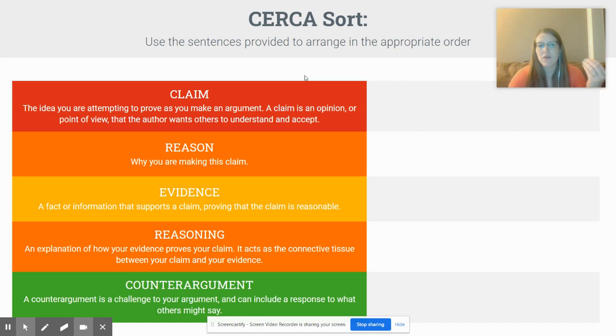Reasoning is then how that evidence supports your claim. So you're just saying, here's what I think, here's why I think it, here's some evidence to back up why I think it, and then you make sure that you connect this evidence to your claim. Don't just leave it dangling by itself. I've talked to you all about that a lot last year. If you weren't in my class, you'll hear it again and again and again, because as I told my students last year, I remember being told that in college.